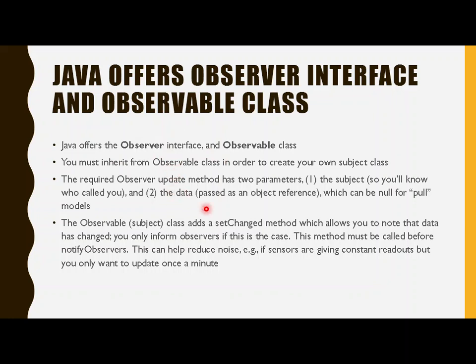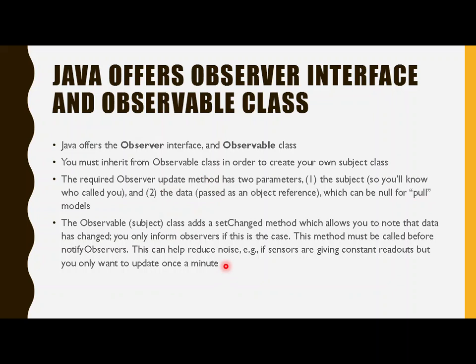So there's more details here about if you really want to implement it. It's going to have an update method that tells the subject, which we talked about, and the data. This is fine for a push model, or you can make it null, of course. And then there's some other information here about how you can use those things. There's a set changed method, etc.